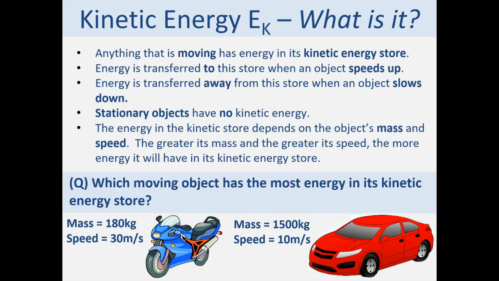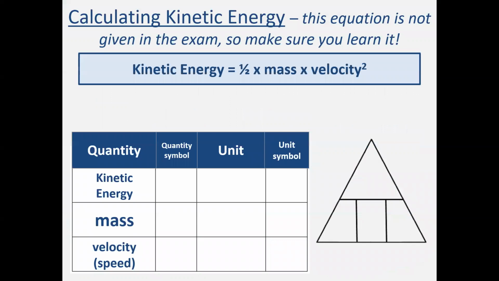Right, well, in order to answer that question, you need to know the equation for calculating kinetic energy. So this equation is not given in your GCSE examinations, so make sure you learn it. So kinetic energy is half, or 0.5 if you prefer, times mass times velocity squared. Now, one of the most common errors that I see is that people forget to square velocity. So don't forget to square that velocity.